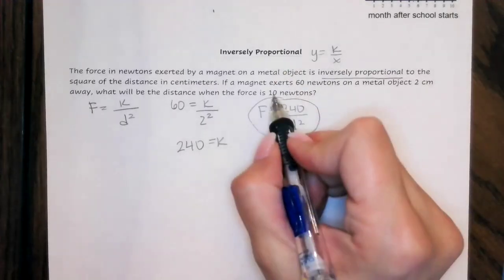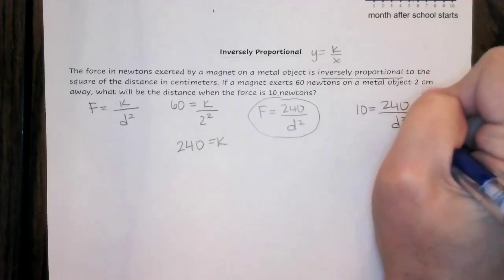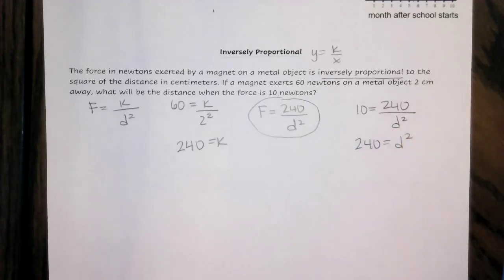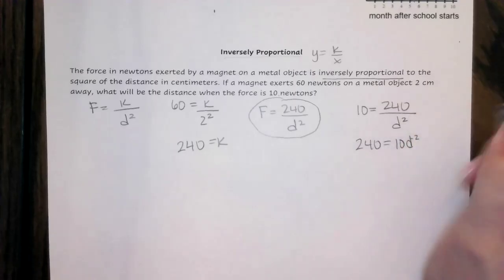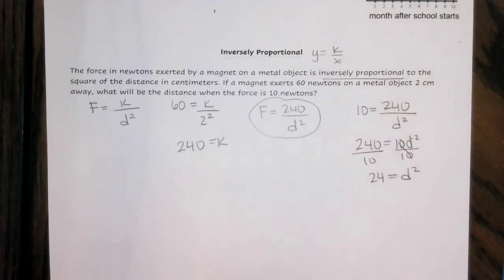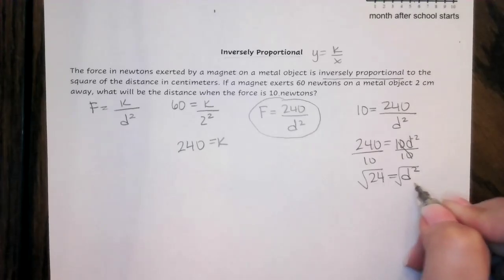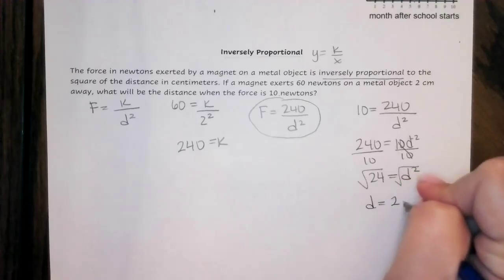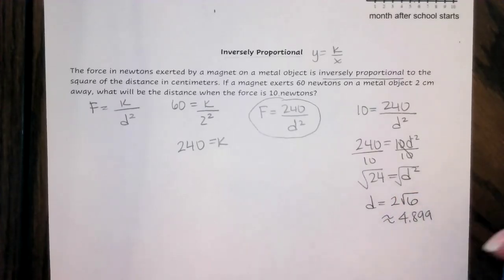Now to find our final one here, where it says, what will the distance be at 10 newtons? Then I plug in 10 for the force, and I'm solving for this d squared. We cross multiply, so we get 10d squared is equal to 240. Sorry, lost my 10. I divide by 10, and so we get 24 is equal to d squared. In order to get rid of the square, I'm going to take the square root. Now, anytime you take the square root of a square, you need the positive and the negative. But because we're talking about distance here, the negative would be outside of that domain. So my answer would be 2 root 6, or if you put that in the calculator, 4.899 centimeters.